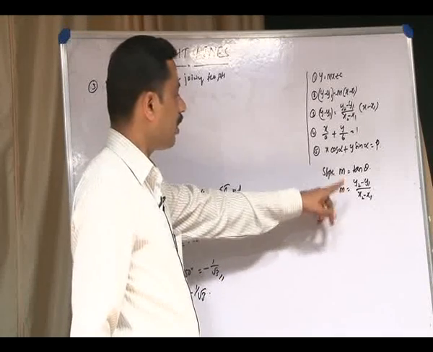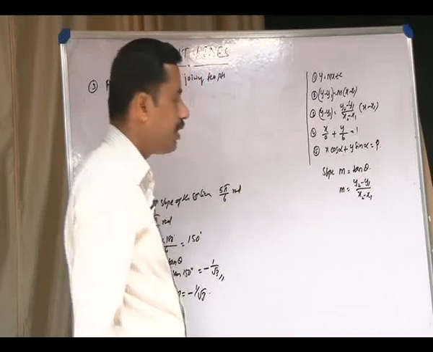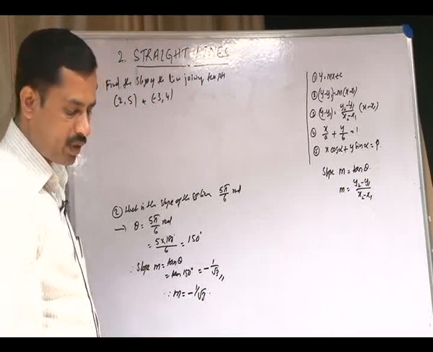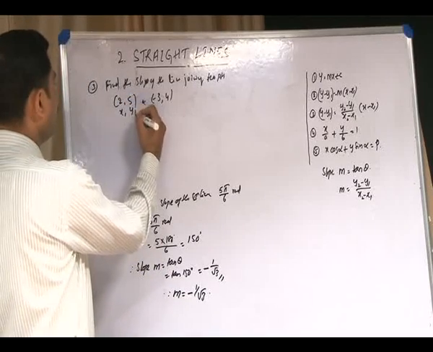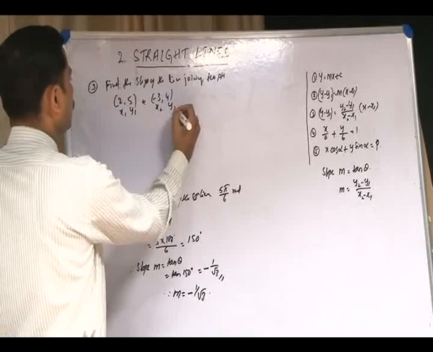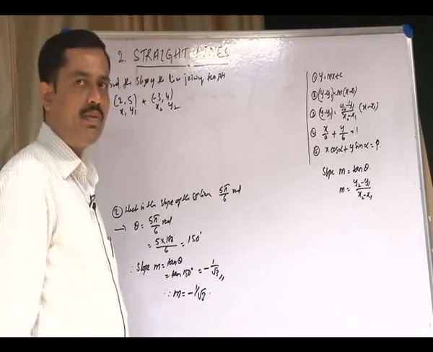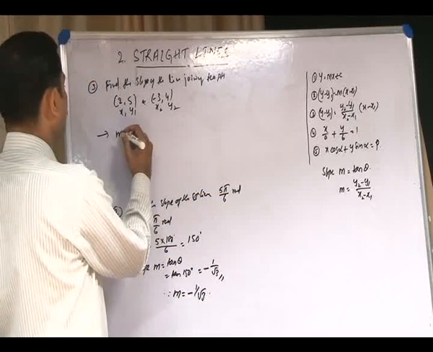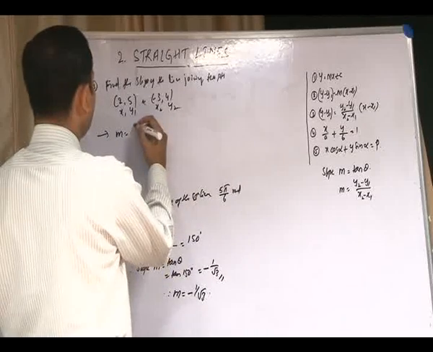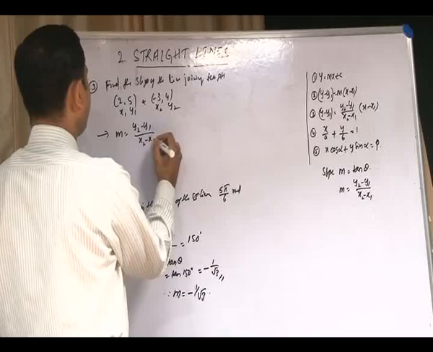another formula for calculating slope, m is equal to y2 minus y1 divided by x2 minus x1. Here the coordinates of the two points are taken as x1, y1 and x2, y2. By using the coordinates of these two points, you can find the slope of the straight line using the relation: slope m is equal to y2 minus y1 divided by x2 minus x1.